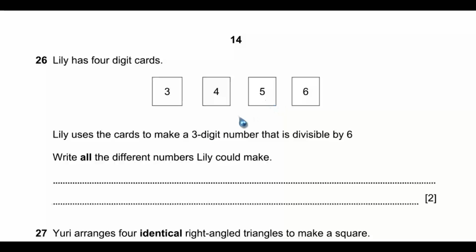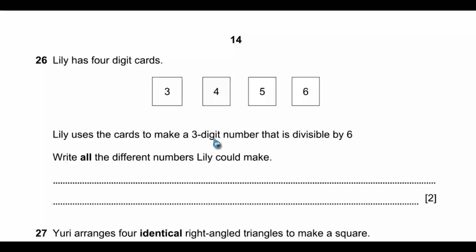To get all the numbers Lily could form, you have to take two things into consideration. The first one is the rule of divisibility of 2 and the rule of divisibility of 3, because a number is said to be divisible by 6 if the number is divisible by both 2 and 3. So that is when the number will be divisible by 6.